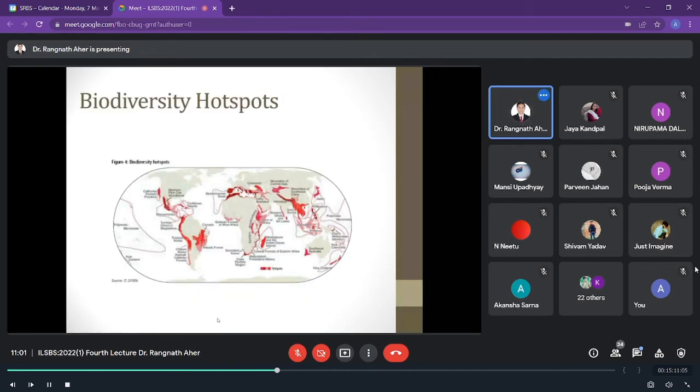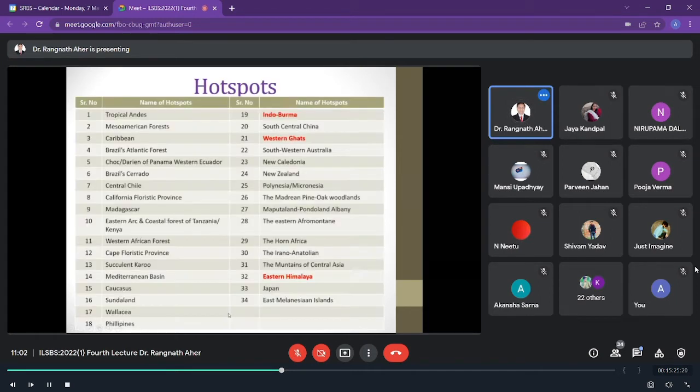See, these are the biodiversity hotspots of the world. The red colored areas are the hotspots, which occur all over the world. This is the list of the hotspots. There are about 34 hotspots, but out of them, 3 occur in India. The first is Indo-Burma, the second is the Western Ghat, and the third is the Eastern Himalaya. These are the 3 hotspots out of 34 which occur in India.